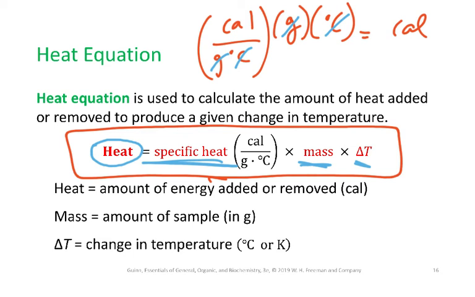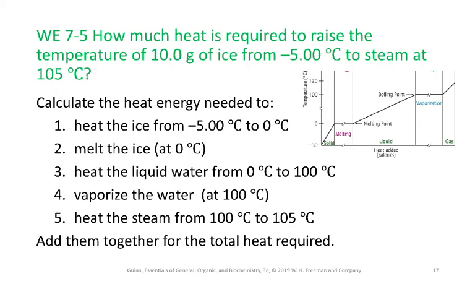All right, let's power through because I basically have one final example. It's kind of a long one, but it hits all the parts, and then we'll be done. So this is worked exercise 7.5. It asks, how much heat is required to raise the temperature of 10 grams of ice from negative 5 degrees Celsius to steam at 105 degrees Celsius?